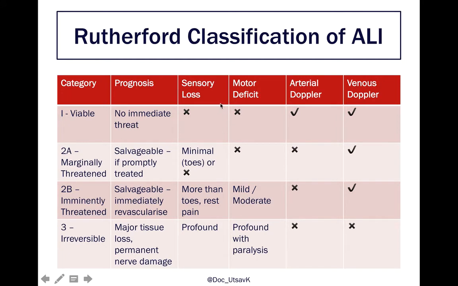It is also based on the sensory and motor deficit, as well as the audibility of an arterial or venous Doppler. And as we can see, you only hear both in a viable limb. You don't hear an arterial Doppler for all threatened or irreversibly damaged limbs, and you don't hear a venous Doppler unless there is irreversible damage to the limb. This will also form the basis of management plans for these patients as well, and so we will be revisiting this again shortly.